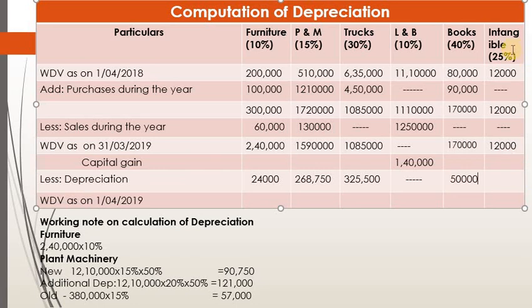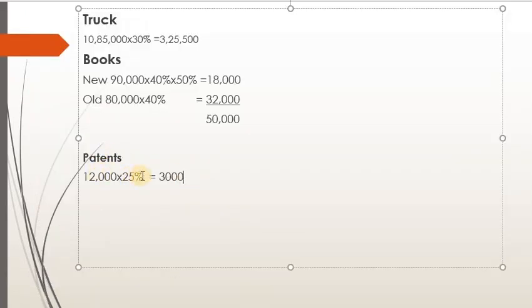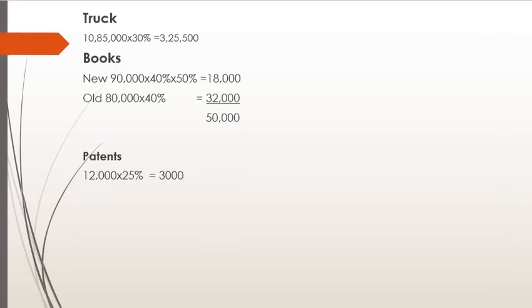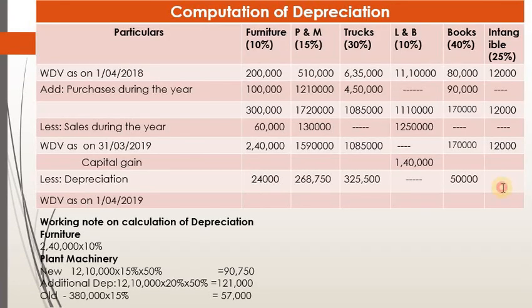Then the last one is intangible assets, that is patents. The written down value is 12,000. The rate of depreciation is 25%. Directly we can write here 12,000 into 25%. Or let us calculate and write. So it is 12,000 into 25%, 3,000. So let's write this amount here, 3,000.